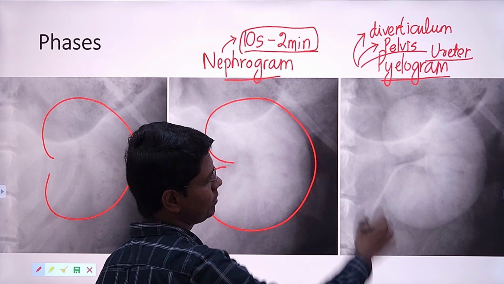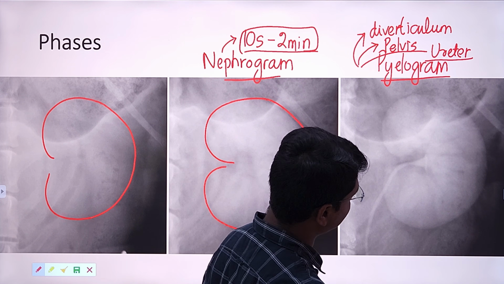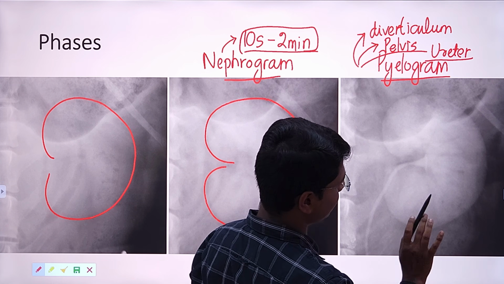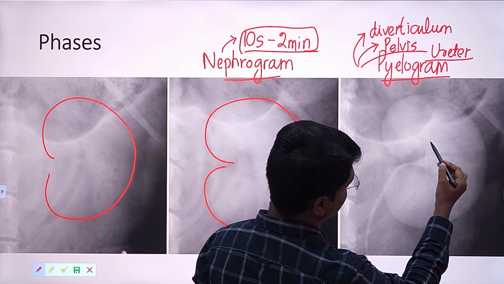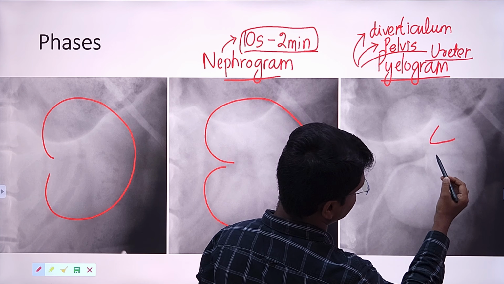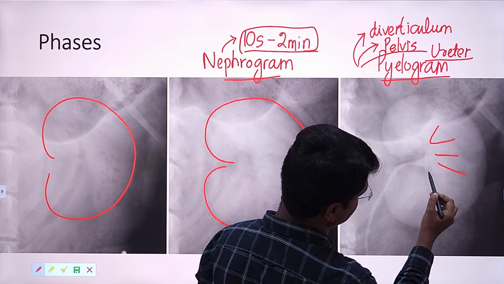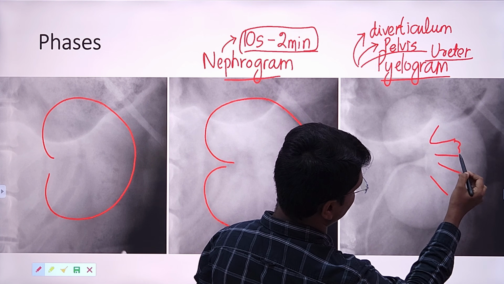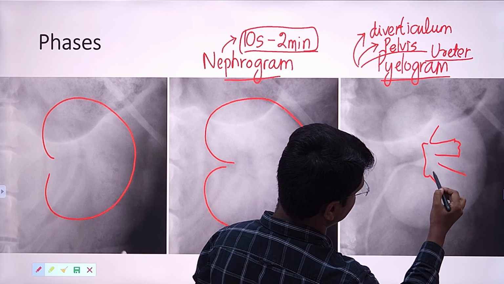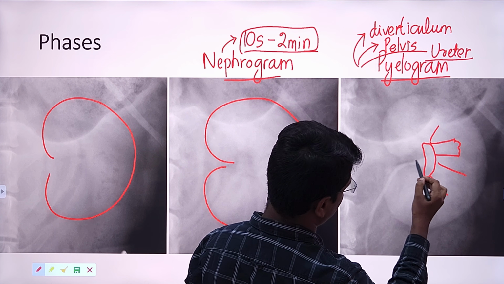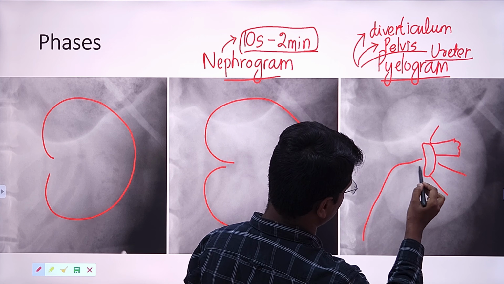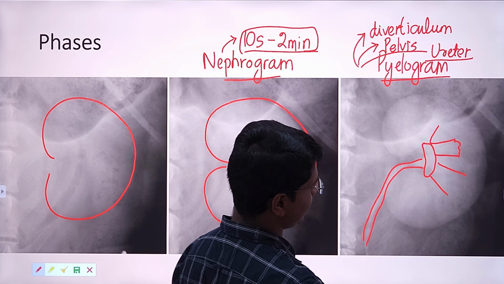These are basically the collecting systems through which urine is collected. So these structures will be opacified. Can you see these structures? I am drawing. Notice these things. Here is some opacity like this. These are diverticulums. This structure here is the pelvis, and from that the ureter is coming out. Now I am erasing.